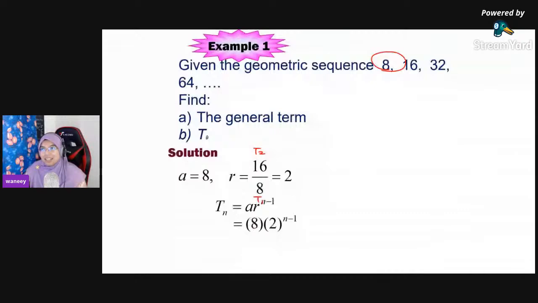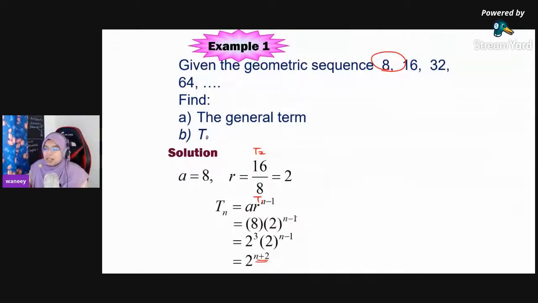So we can change everything into a common base. We have 2 cubed times 2 to the power of n minus 1. Now, using the rules of indices, we can simplify them. It will be 2 to the power of 3 plus n minus 1. So that is how we get 2 to the power of n plus 2. That is our general term.